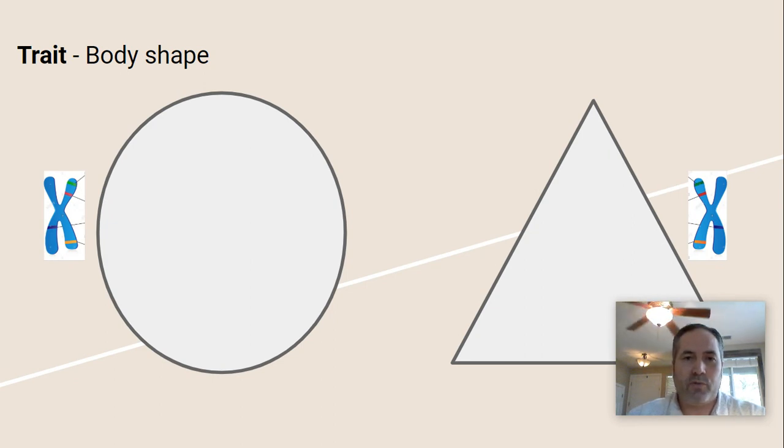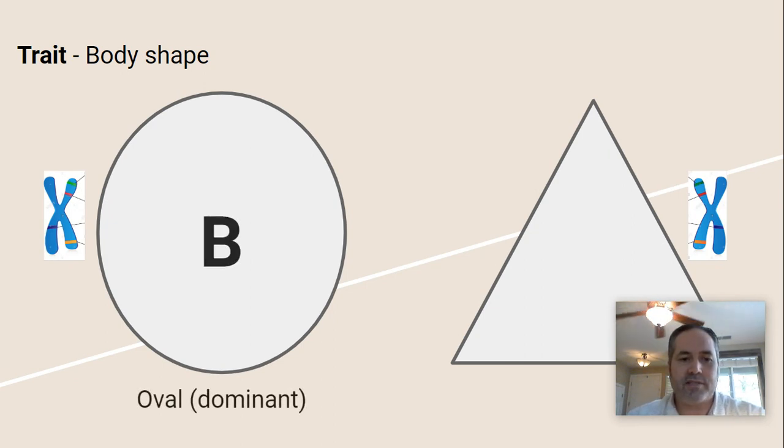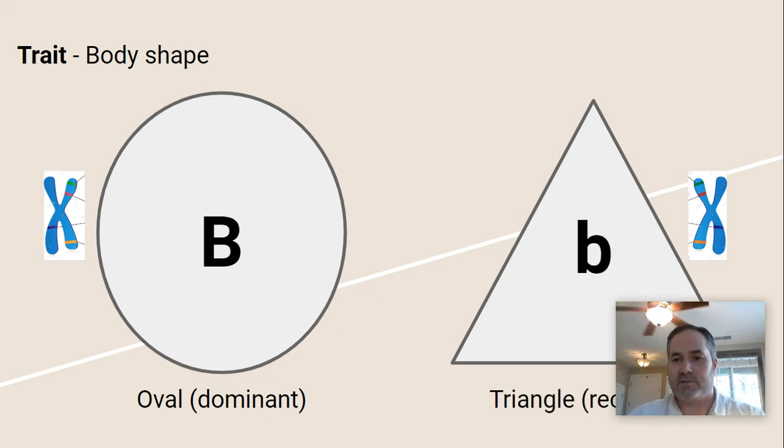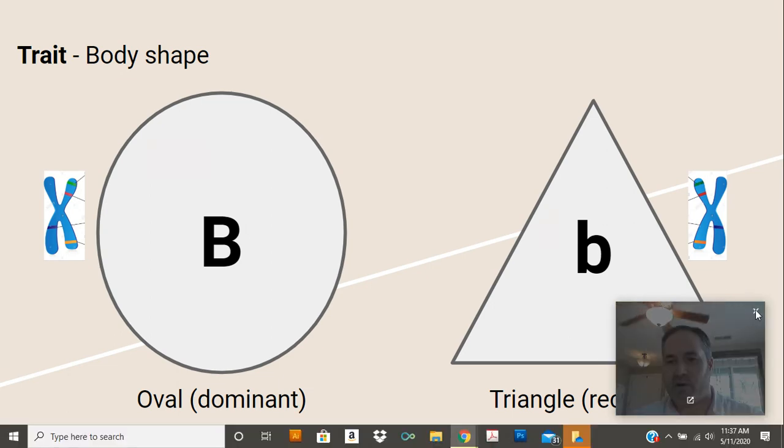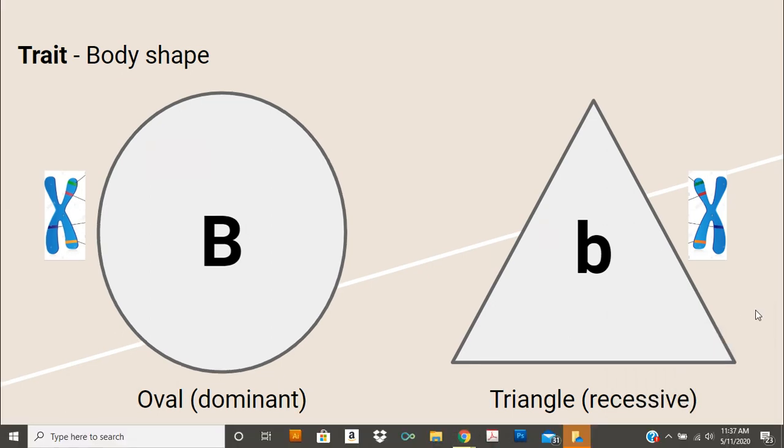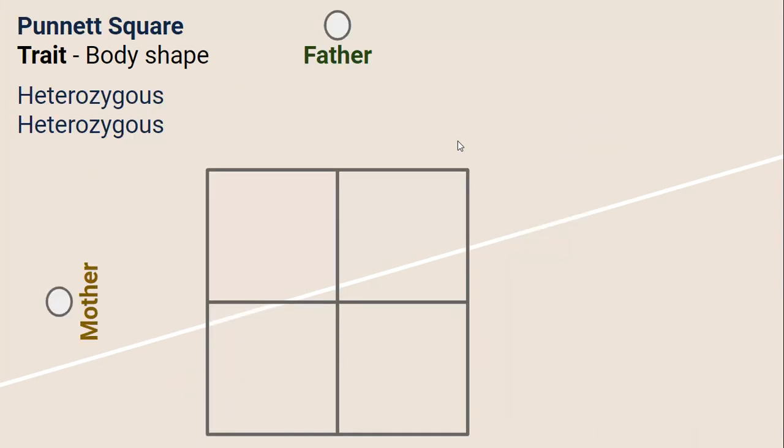Now, the oval will be represented with a capital B since it is our dominant trait, and the triangle-shaped body will be represented with a lowercase b since it is our recessive trait. The tool used to determine the probability of inheritance is called the Punnett Square.